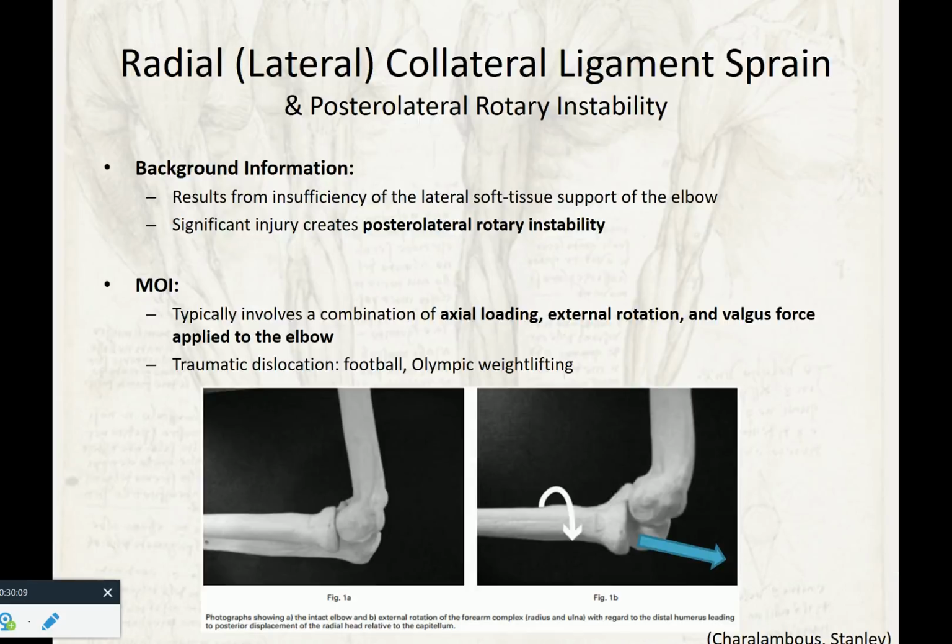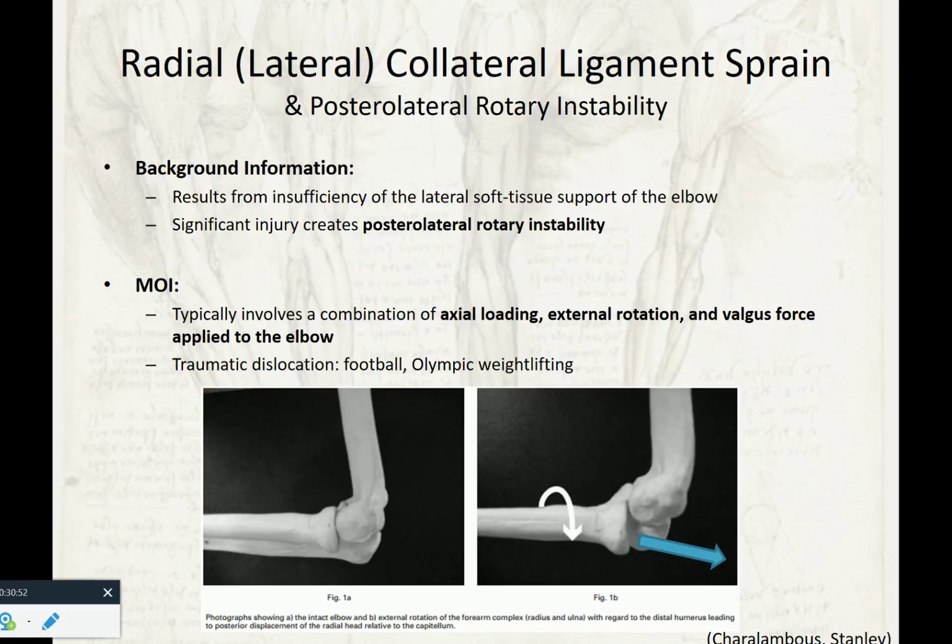So now let's get into the radial collateral ligament sprains, or the LCL sprains. And this usually causes what we would call posterolateral rotary instability, also termed PLRI. Background information here: this results from insufficiency of the lateral soft tissue support of the elbow. Significant injury creates posterolateral rotary instability. The mechanism of injury typically involves a combination of axial loading, external rotation, or in this case supination, and valgus force applied to the elbow. This causes a dramatic and even traumatic dislocation.